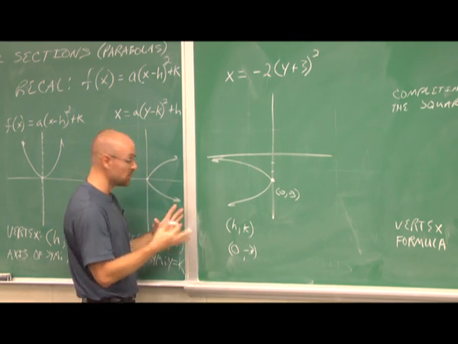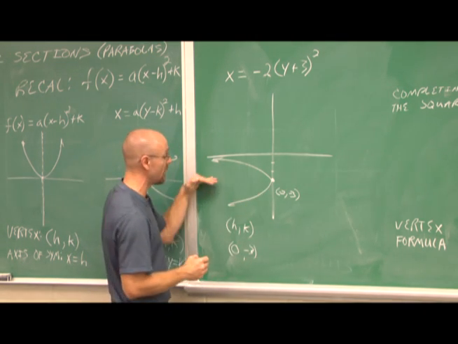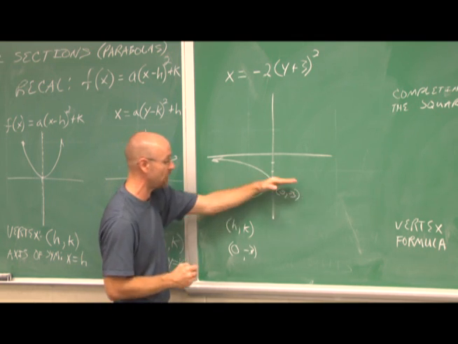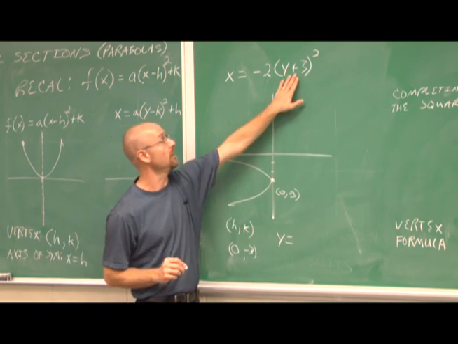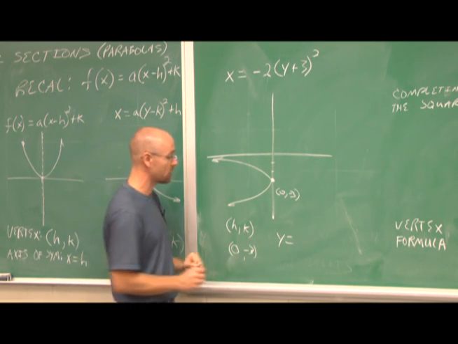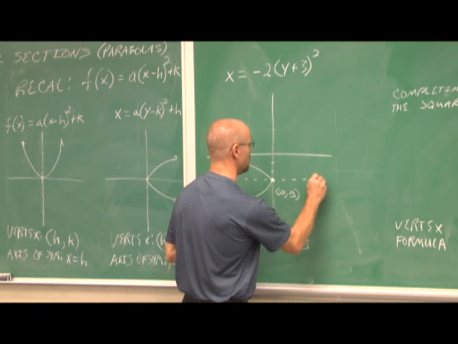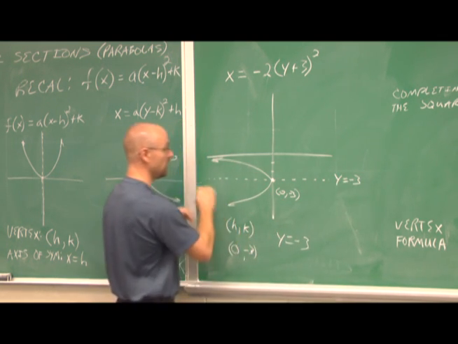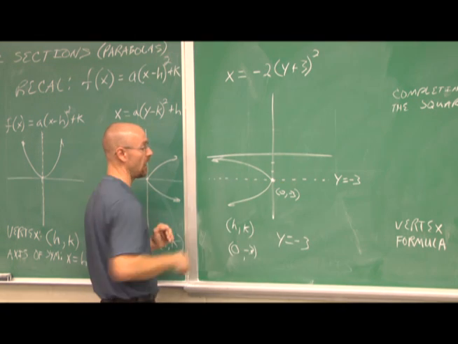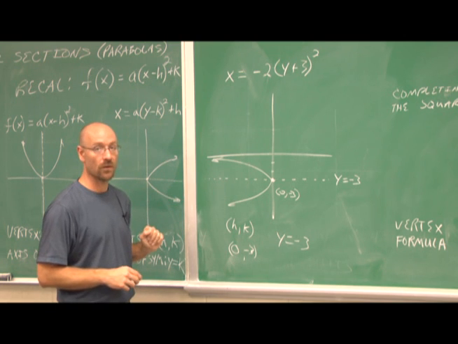One other thing we could do to check is look at the axis of symmetry. Because it's a parabola on its side, the axis of symmetry is a y value: y equals k. In this case, we found k to be -3. So y equals -3. If I draw that axis of symmetry, and I'm going to label it y equals -3, a horizontal line, we can see, yep, it's symmetric above and below that line.